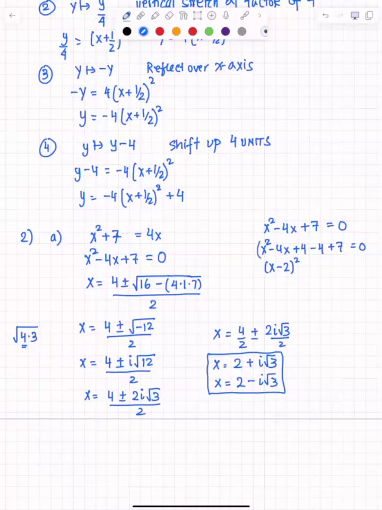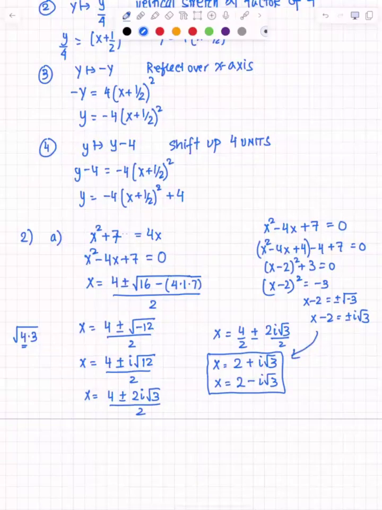So we took care of this part. And minus 4 plus 7 is plus 3. x minus 2 squared is equal to negative 3. So x minus 2 equals plus or minus the square root of negative 3, or x minus 2 is equal to plus or minus i root 3. Add the 2 and we actually got the same result as here. Okay.